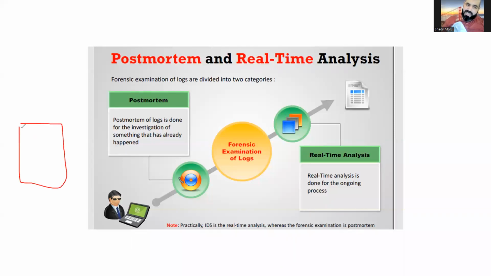Okay, historical analysis: something happened within 1 week before or 2 weeks before, and we really need to look at the traffic at that time. So we really do analysis for the historical data that we saved. And there is real-time analysis, to show you what's happening within the network right now and what kind of traffic is generated. So we need to do both analyses.